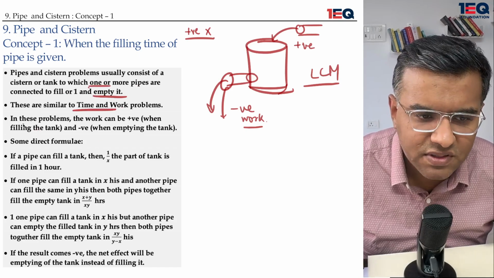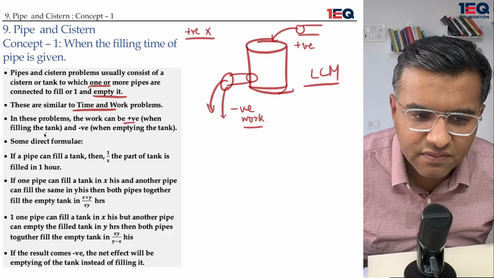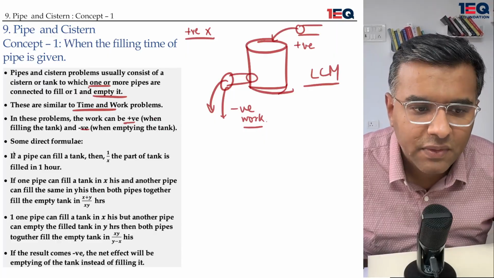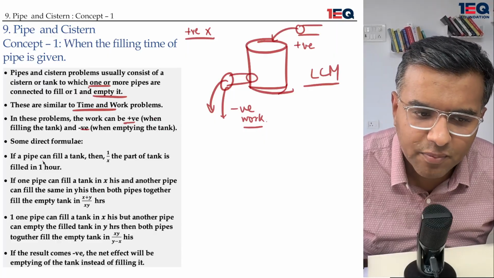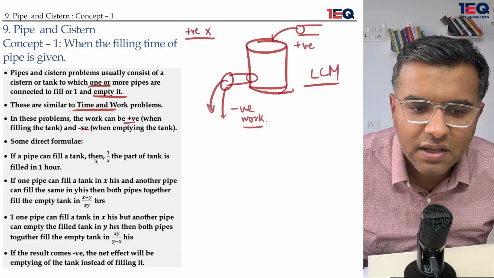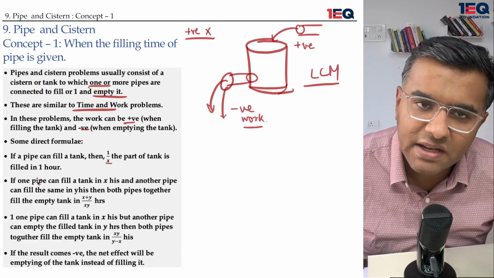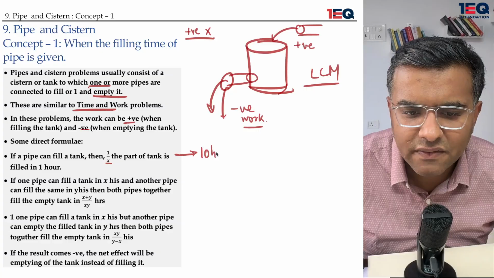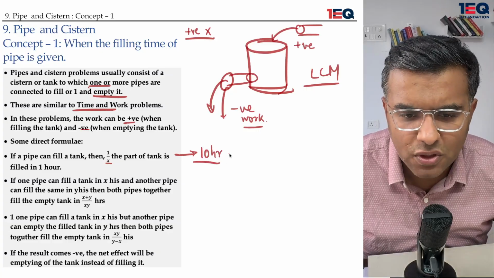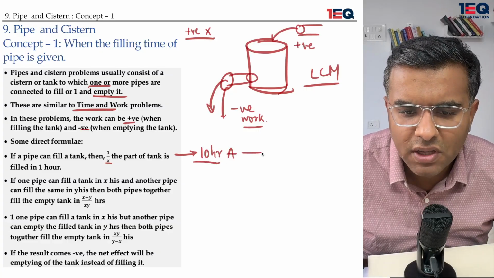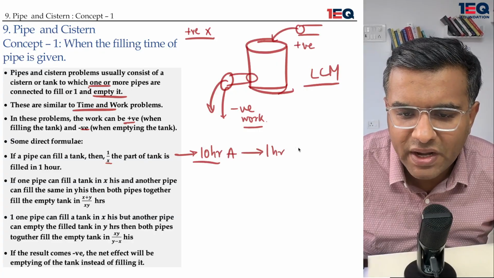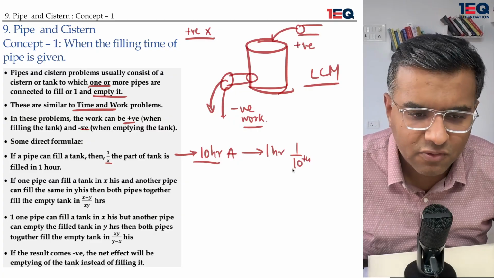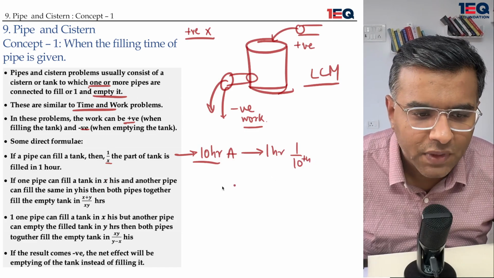I've already talked about this. In these problems, the work can be positive when the tank is being filled and negative when the tank is being emptied. And there are a few direct formulas. If a pipe can fill a tank in x hours, then 1/x of the tank is filled in 1 hour. Let's assume that it takes 10 hours for A to complete the job. Then in 1 hour, 1/10 of the job will be complete. This is the same point.